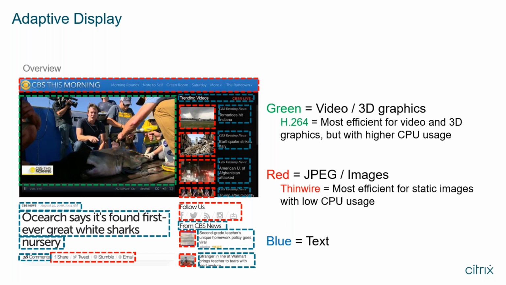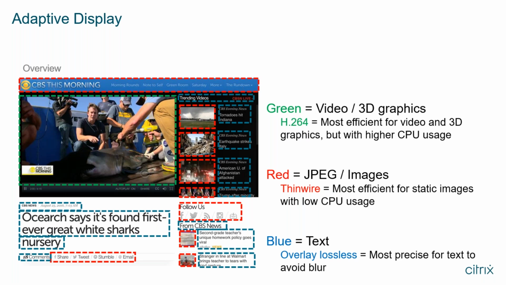When we look at the video, we've got H.264. That's the most efficient for video and 3D graphic workloads, but it has a higher CPU. So you want to use it where you want to use it, but you don't want to use it for everything. And that is important when we're talking about server density as well, especially in cloud. We want to make sure that we're using as much CPU as we need, but not too much. And we want to make sure we have really good scalability and server scalability.